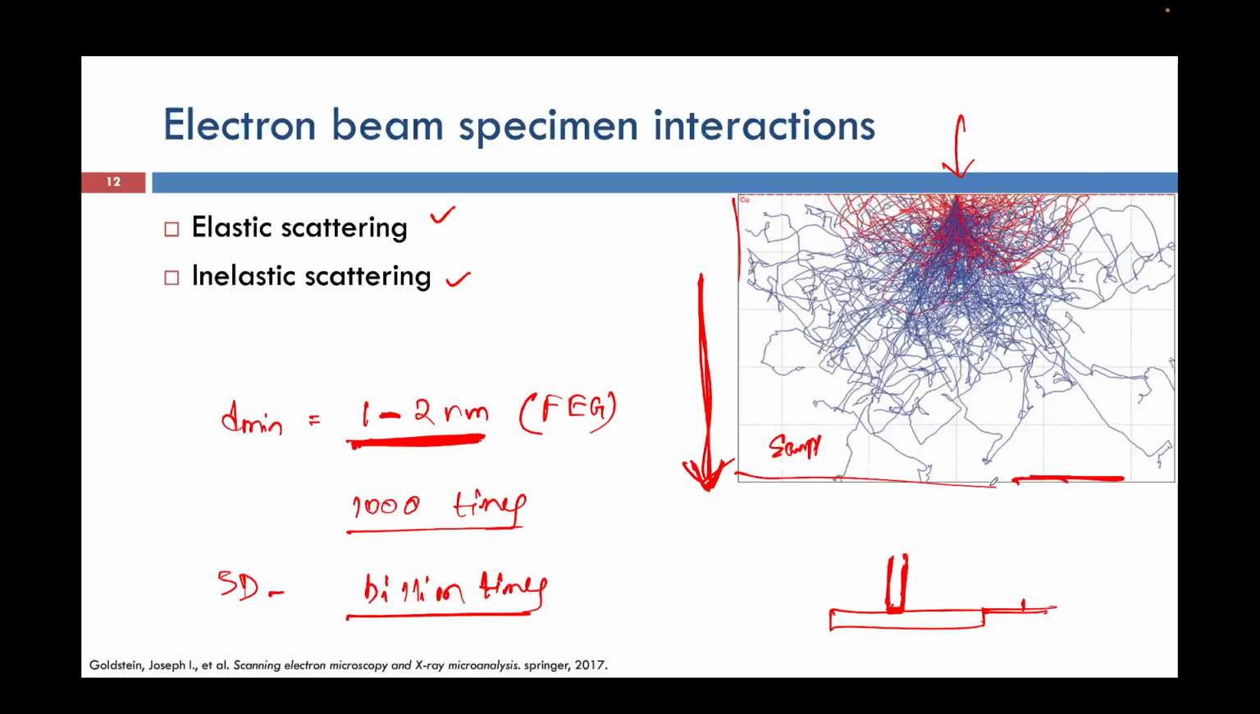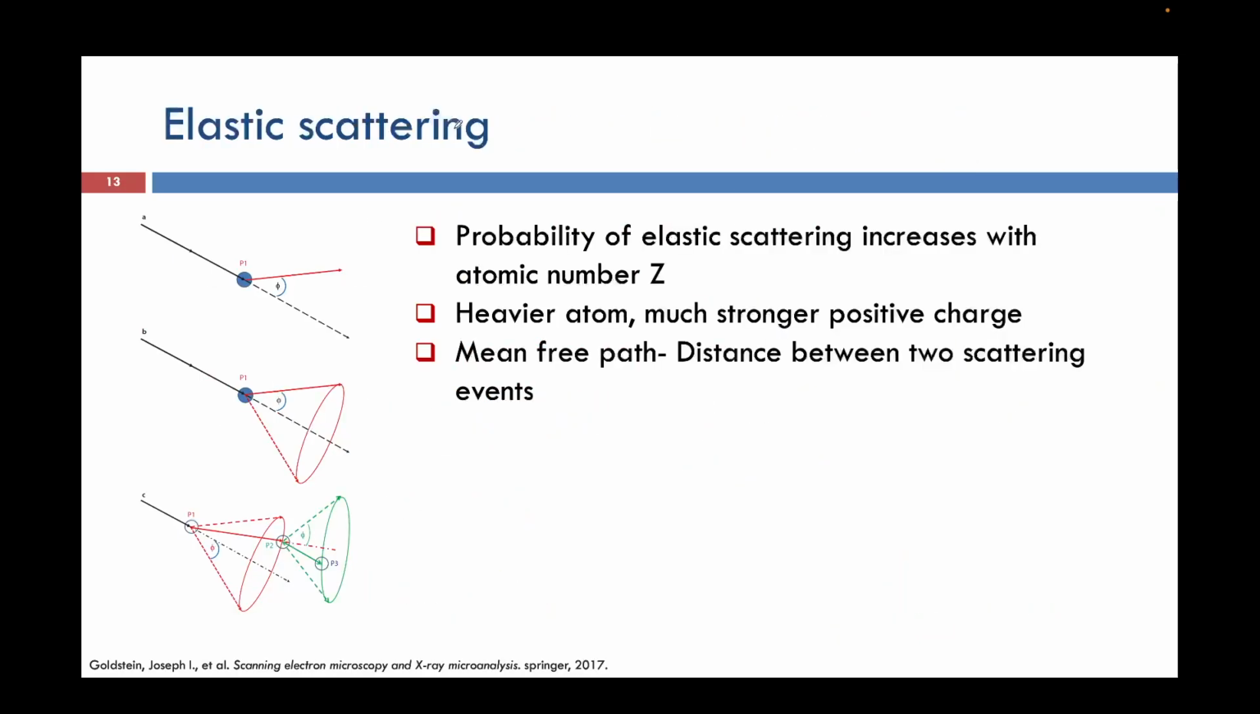So that is why we have to study the electron beam and specimen interaction, right? And so the elastic scattering means, so in the elastic scattering, what will happen? The electron beam, so this is my electron beam. If I am talking in terms of three scenarios I am taking here. So this is my incident electron beam.